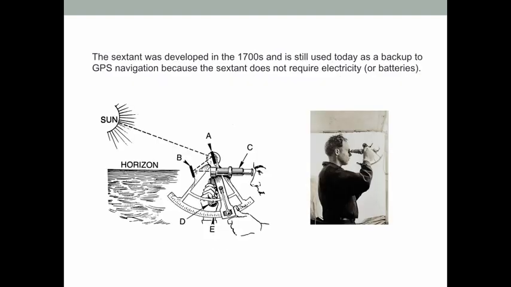The sextant was developed in the 1700s, and it's still used today as a backup to the GPS navigation because the sextant doesn't require electricity or batteries.